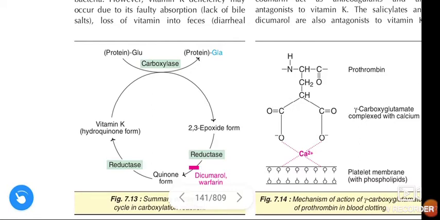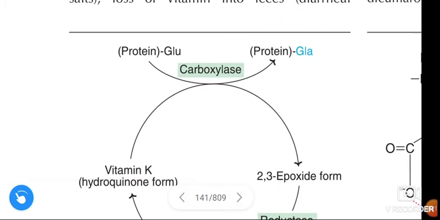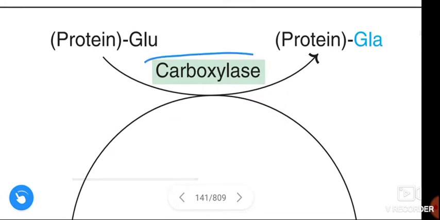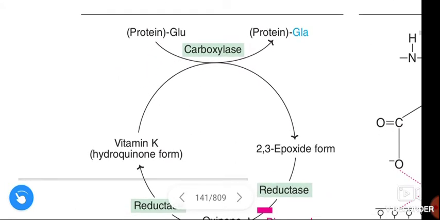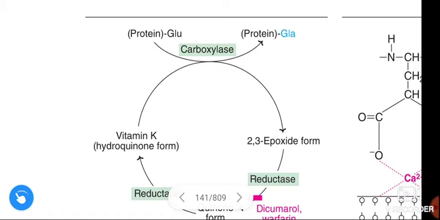See here, the conversion of glutamate residue in protein to gamma carboxyglutamate in protein is catalyzed by the enzyme carboxylase. In this reaction the coenzyme is vitamin K.